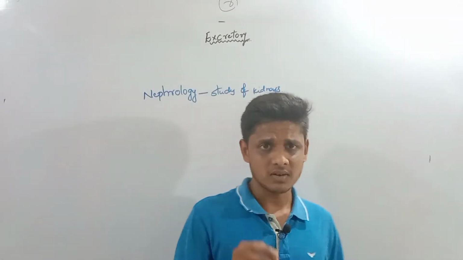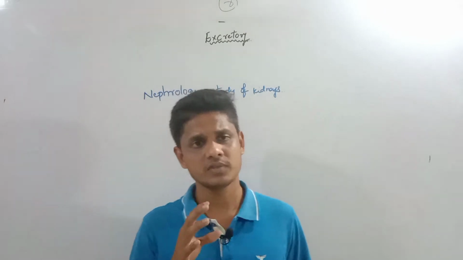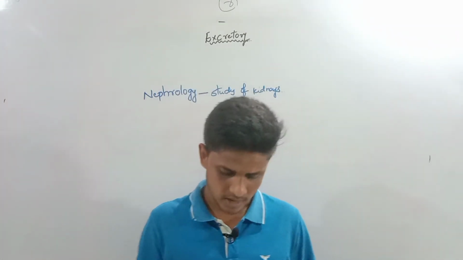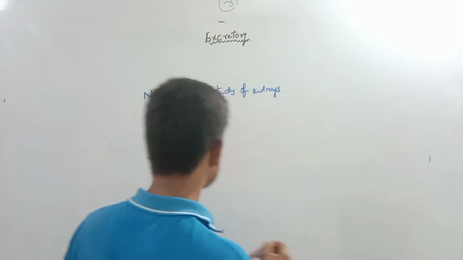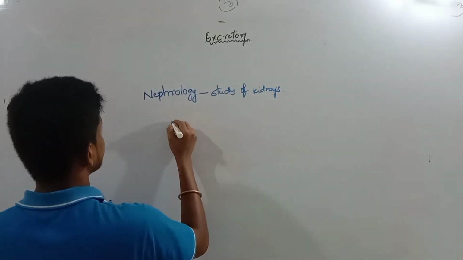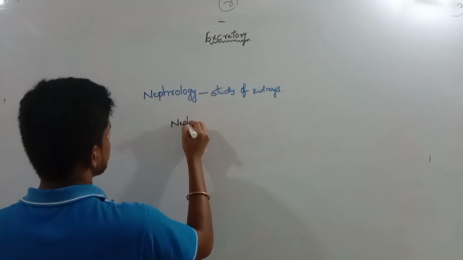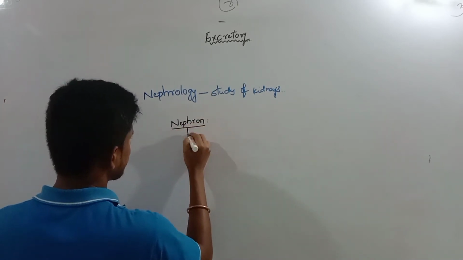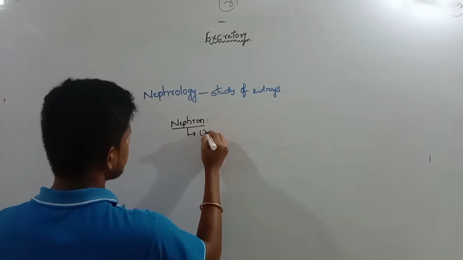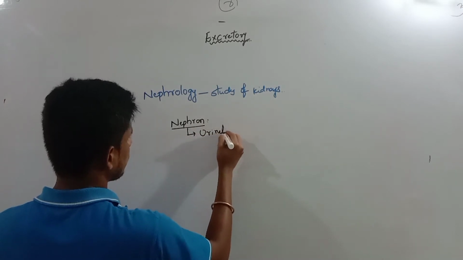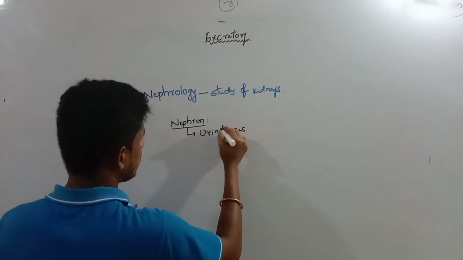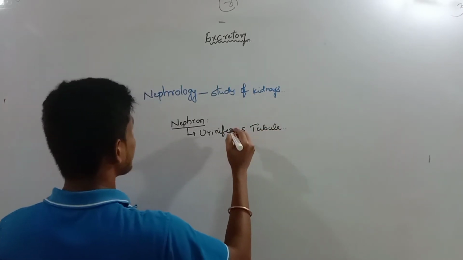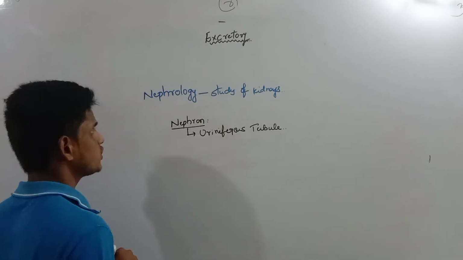So let me ask you one question. What is the structural and functional unit of the kidney? Yes, the structural and functional unit of the kidney is nothing but the nephron. What is that? Nephron. And I would like to say another name for the nephron is uriniferous tubule. So the other name of the nephron is uriniferous tubule.